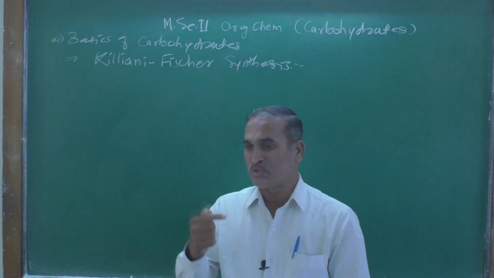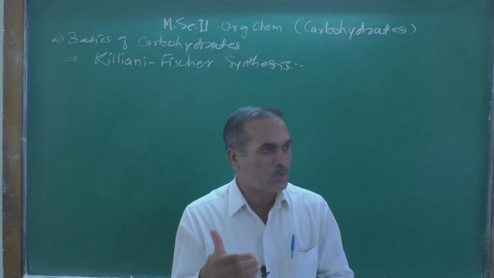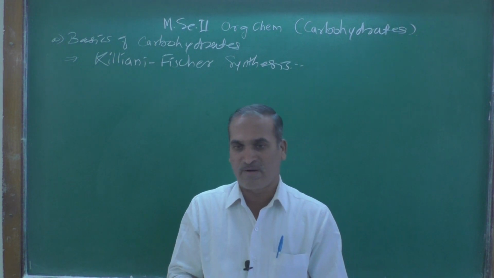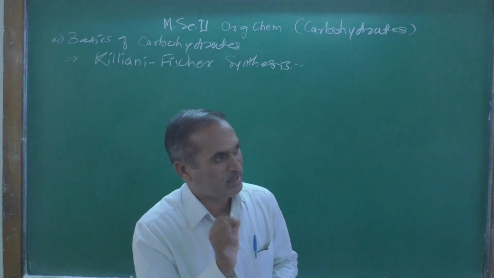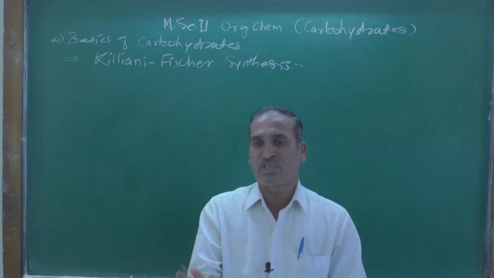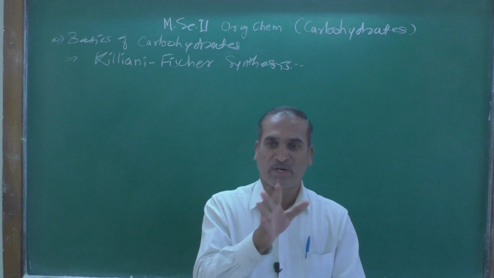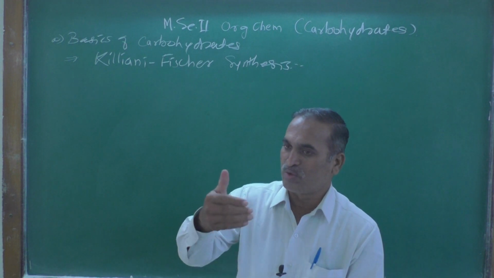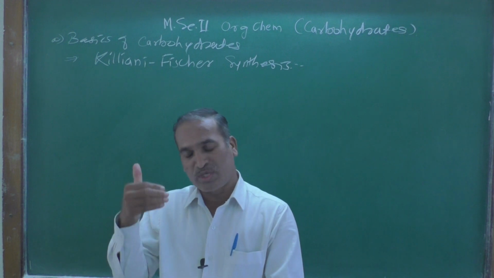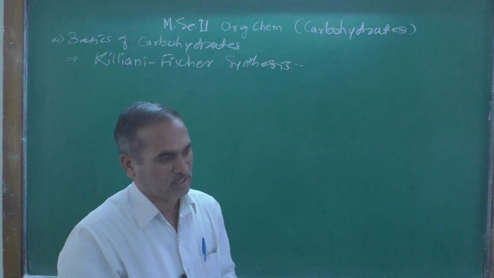The suitable reducing reagent used in this particular Killiani-Fischer synthesis is sodium amalgam. That sodium amalgam generates nascent hydrogen, which is responsible for the lactone being converted into an aldehyde group, and we get from triose to tetrose. In this way we can get this type of compound.